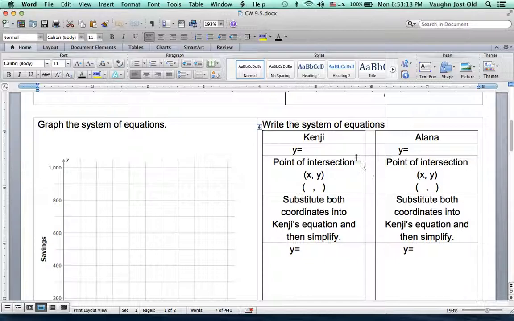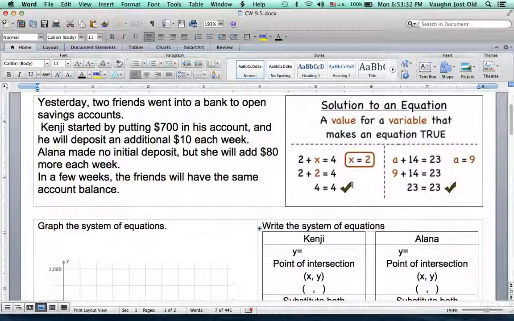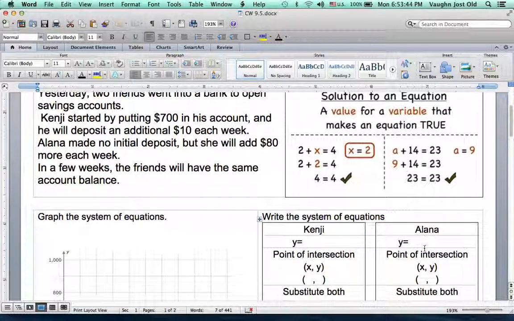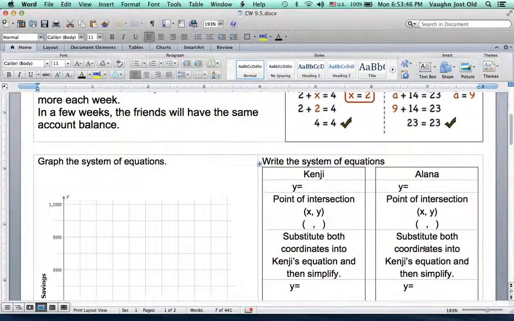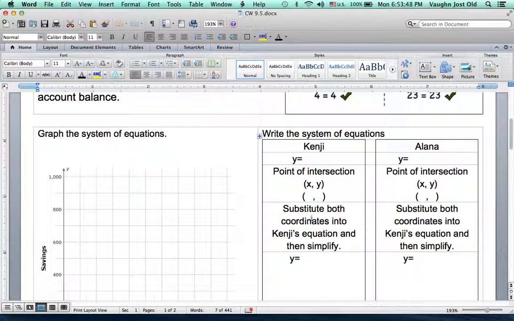Alright, now we should also be able to write equations from this information, from Kenji's information and Elena's. Now remember, y equals mx plus b is the form of equation we're going to use. So again, think about the important information in our word problem. Which values can we plug in for Kenji's equation and for Elena's equation? So go ahead and hit pause and finish out those two equations.